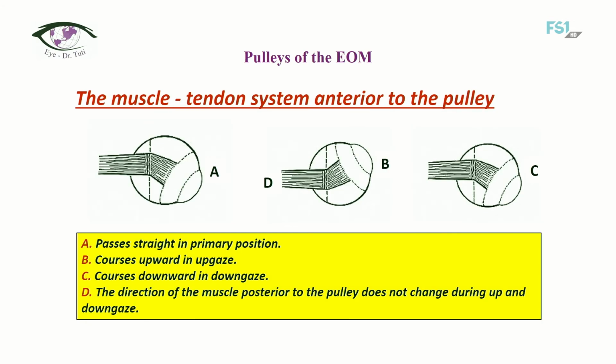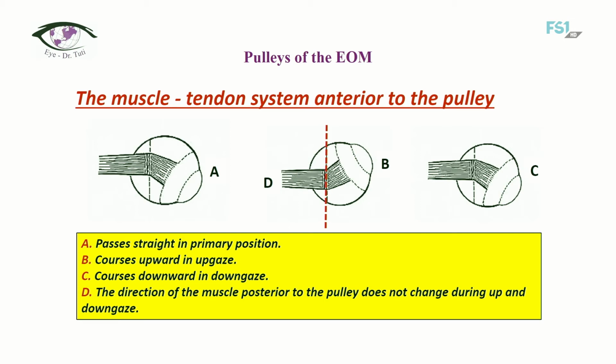On this slide, there is a muscle tendon system which is anterior to the pulley. So let's say this red line is the pulley, and as you can see, when the eye is in primary position, the muscle path is straight. In upward gaze, the muscle fibers course upward, and downward in down gaze. So the direction of the muscle posterior to the pulley, as you can see on the slide, doesn't change during up and down gaze.